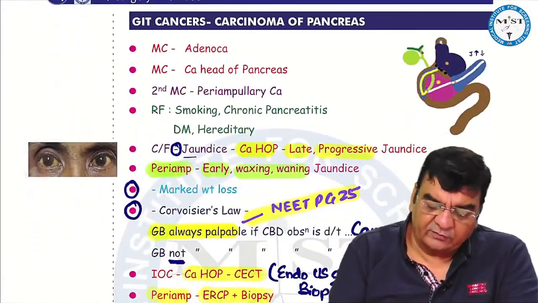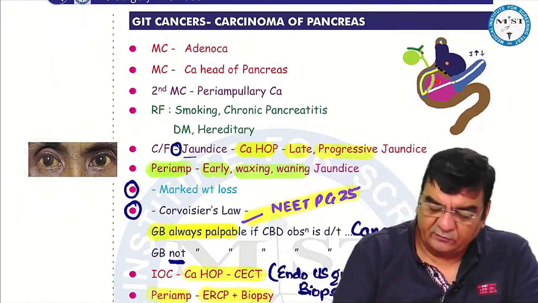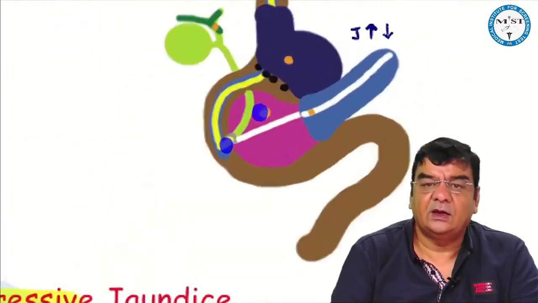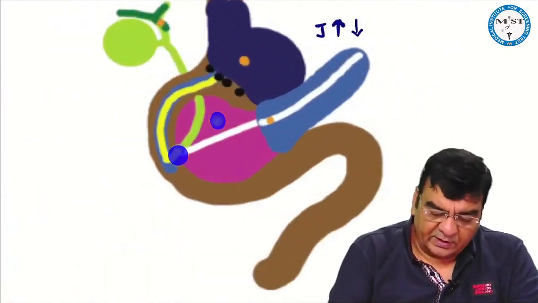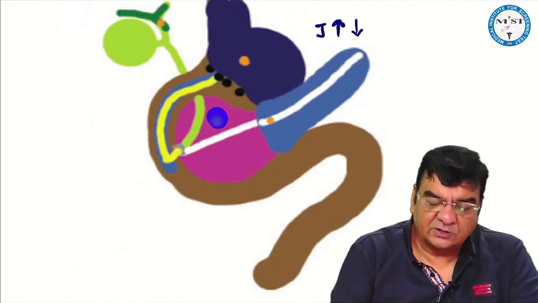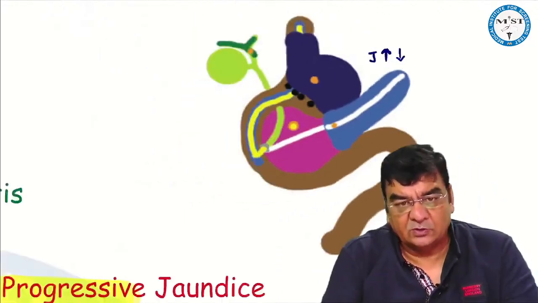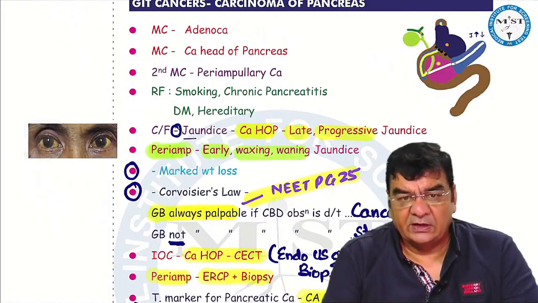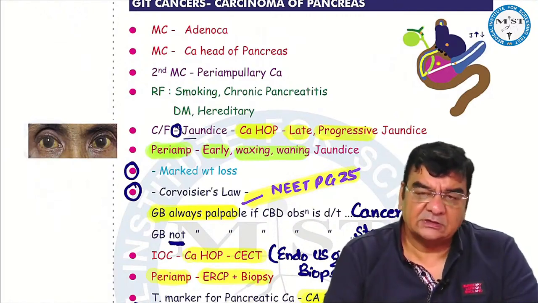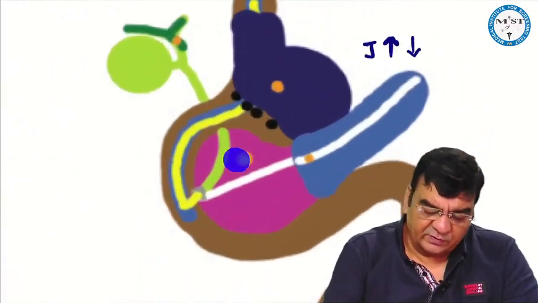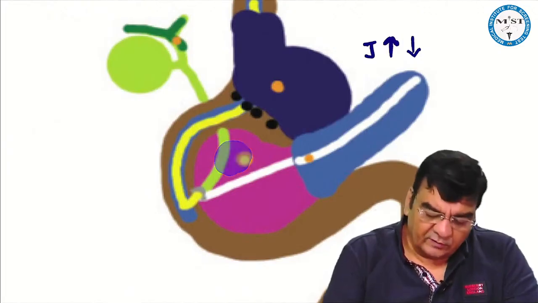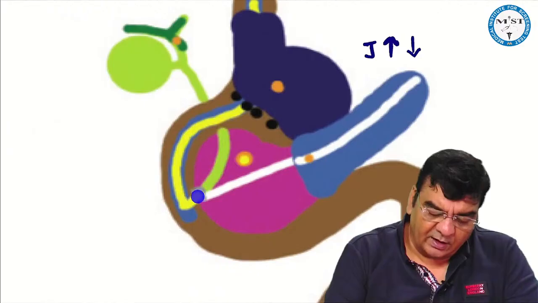Pancreatic cancers, we can find either in the head of the pancreas or in the periampullary region. Head pancreatic cancers are much more common, and there will be adenocarcinomas. The risk factors would be smoking, chronic pancreatitis, diabetes, and hereditary. In pancreatic cancers, generally the patient will present with jaundice. However, jaundice will be late but progressive in head pancreatic cancers, while jaundice will be early and waxing and waning type in periampullary cancers.